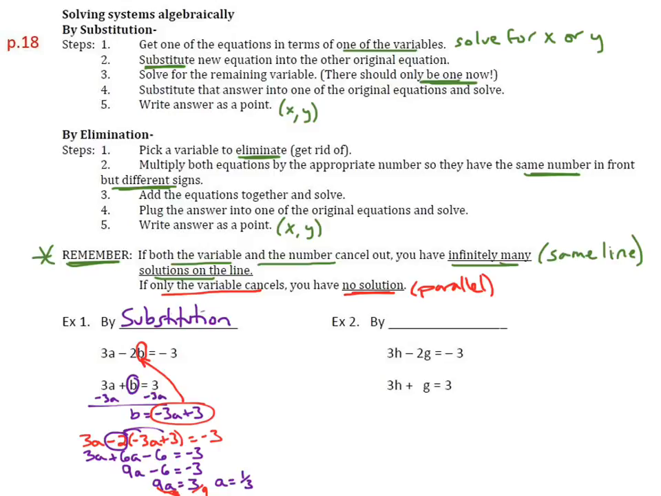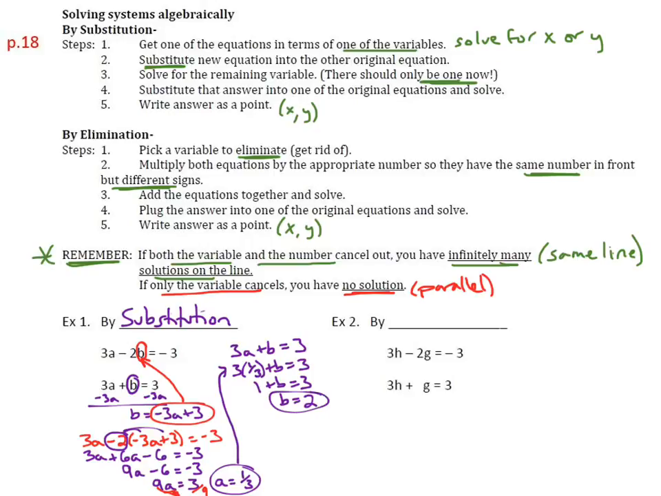And now I'm going to take that a value of 1/3 and sub that back into either equation. It doesn't really matter which one. I'm going to bring it up here, but I'm going to use the second equation because we're solving for b. So 3a plus b is equal to 3. Well, we said a is equal to 1/3. So 3 times 1/3 gives me 1, plus b is equal to 3. So that means that b is equal to 2.